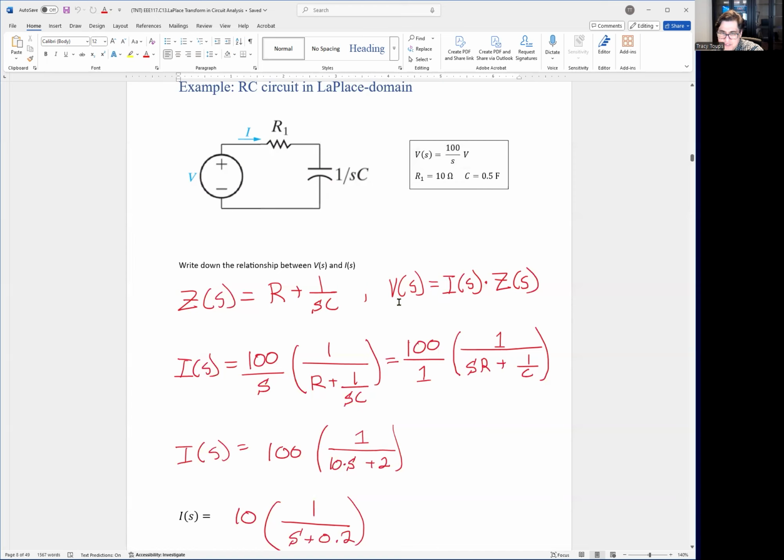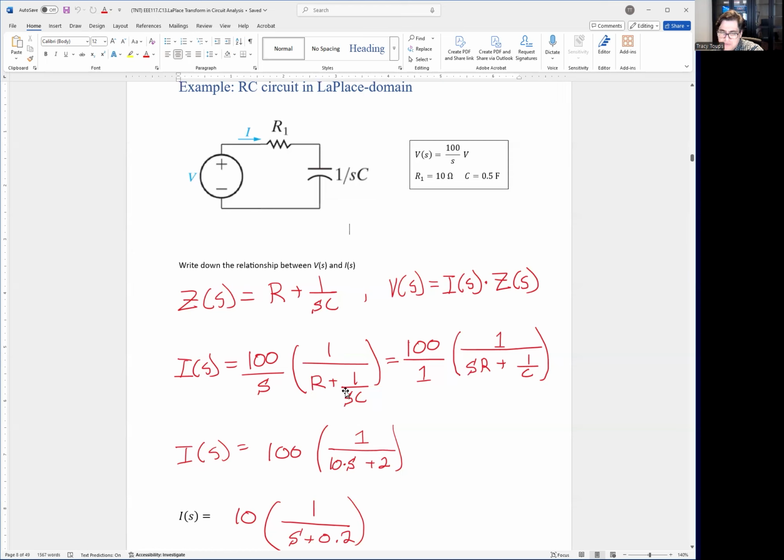Now, swapping Z to the other side, I is going to be equal to V divided by Z. So V is 100 over s. We have that up here. That's the voltage source. We're going to divide by Z, and Z is R plus 1 over sC. So we're going to multiply by 1 divided by R plus 1 over sC. Okay, so this is our divide by Z right here. Now we just got to do arithmetic.